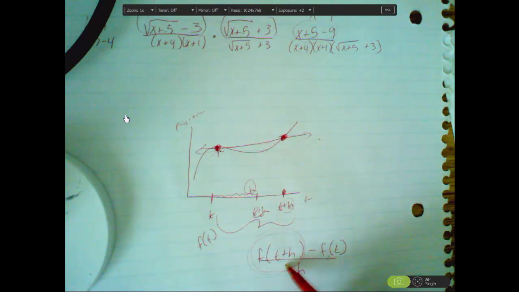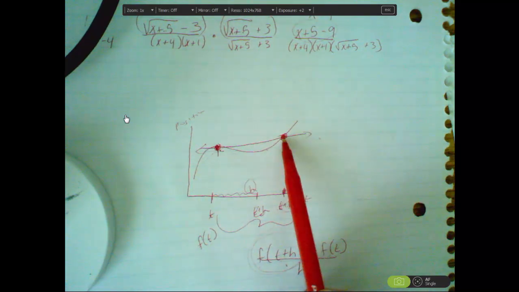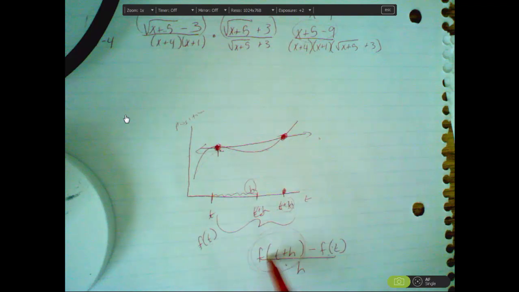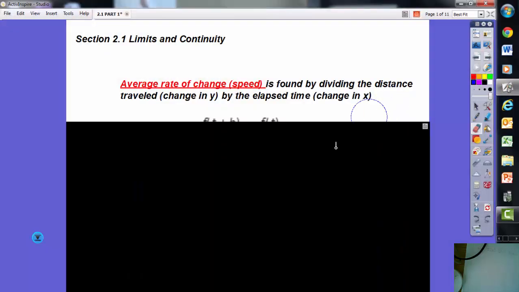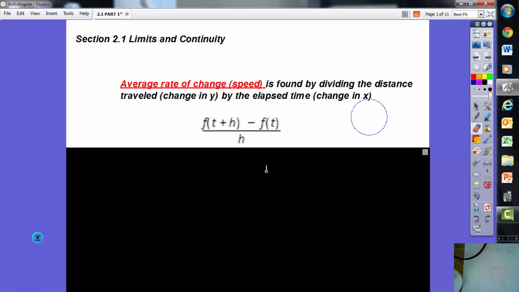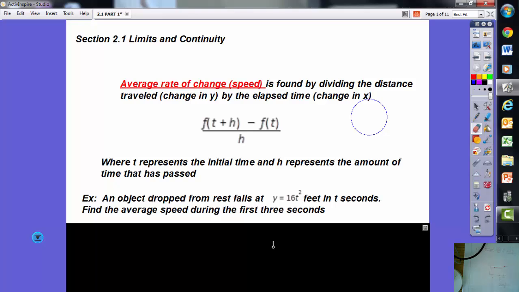So that's where the slope comes in. If you think about doing y minus y over x minus x, this value is f of t plus h. This value is f of t, all over h, which is the change in x. So that's where the formula comes from. That's where this handy dandy little formula comes in. Change in y over change in x gives you your average rate of change.